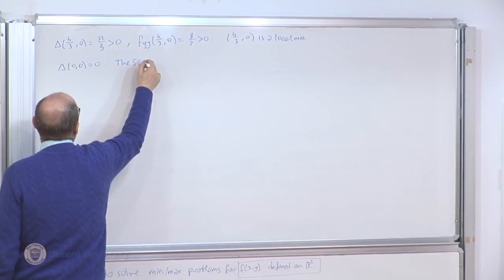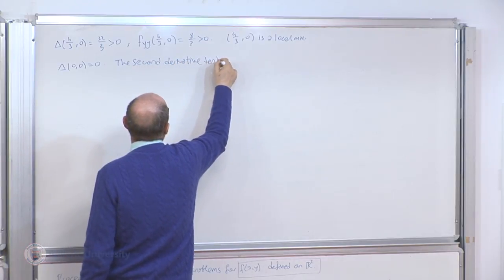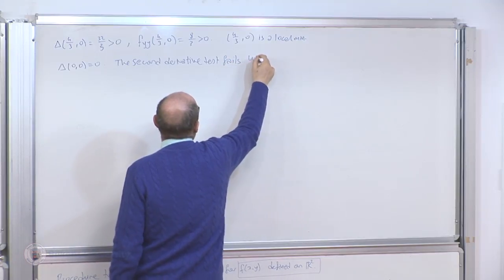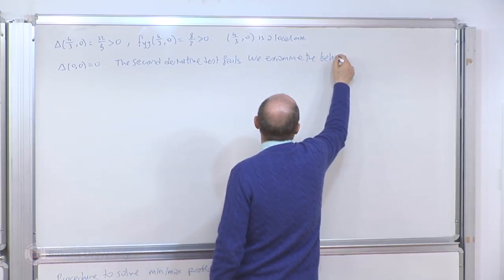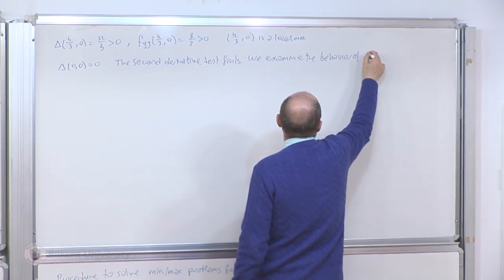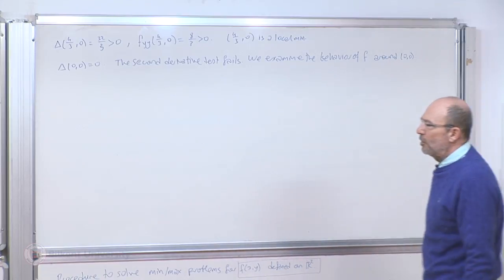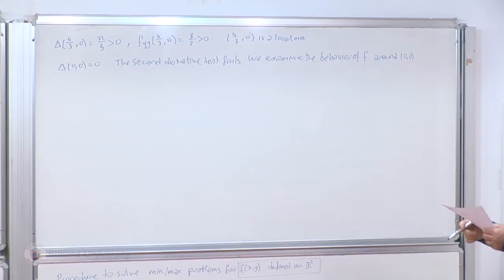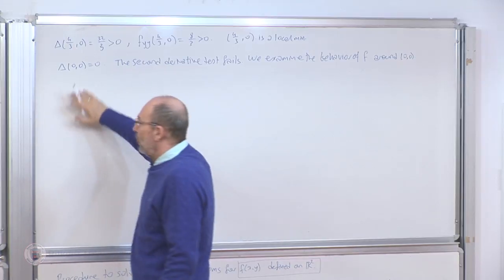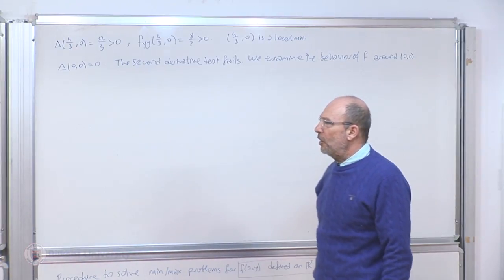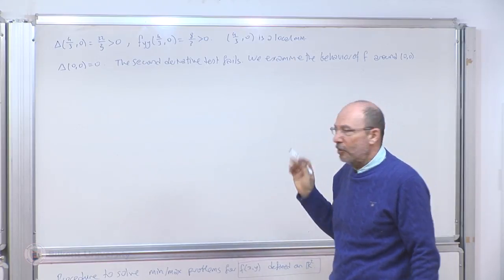The second derivative test fails. We examine the behavior of f around the origin. Well, the origin, because the origin is a critical point. So now this is what we do. So you see, what we do from here on is typical of this function and this point. Okay, so for other functions this will not work.